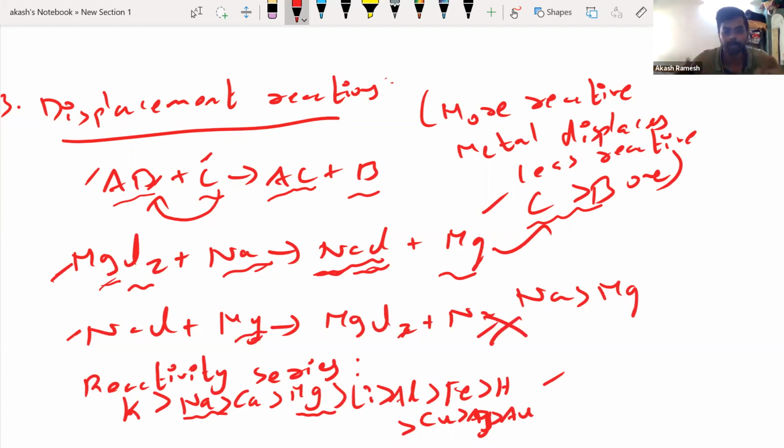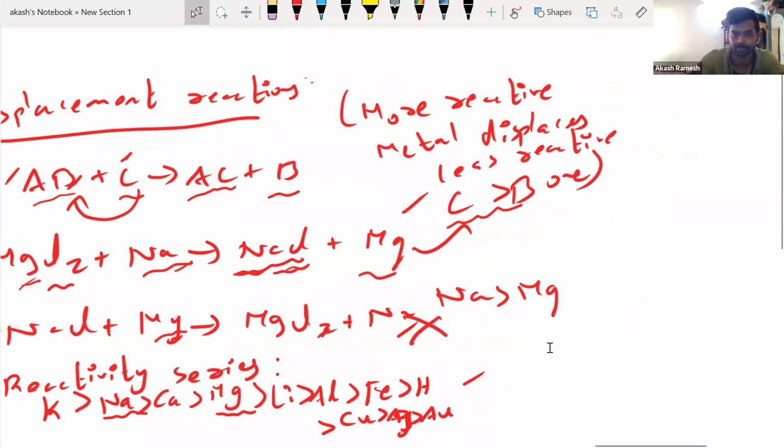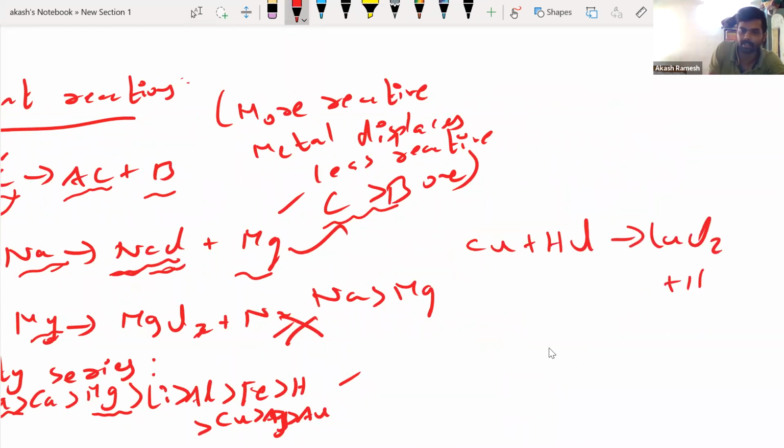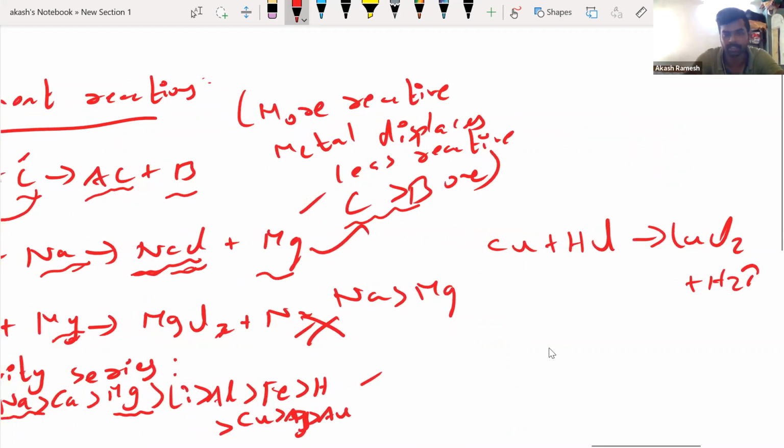Okay. So the displacement reaction will happen only if a more reactive metal displaces a less reactive metal. The opposite is not possible. That's why we say the second reaction is not possible. Now say if I ask you a question. Right. So I write another reaction. You have copper reacting with HCl to form copper chloride, plus hydrogen gas is getting evolved. Okay. Now look at the reactivity series and tell me whether this reaction is possible or not.